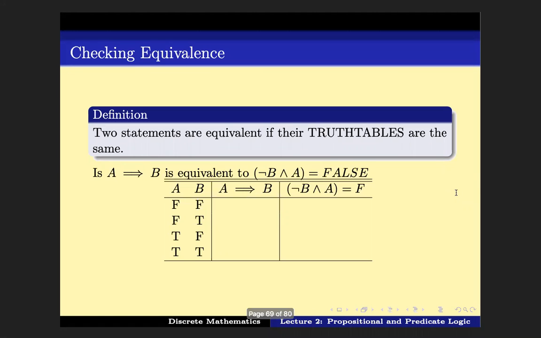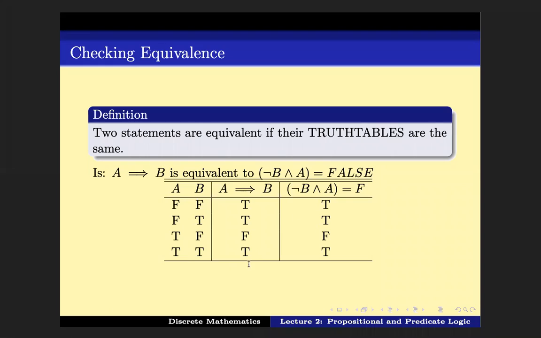So the best way of doing it is actually to write up the truth table. Say A implies B and this quantity. We can find out the truth table for A implies B, and we can write down the truth table of this quantity. And what you see is that we have these two truth tables and they are identical.